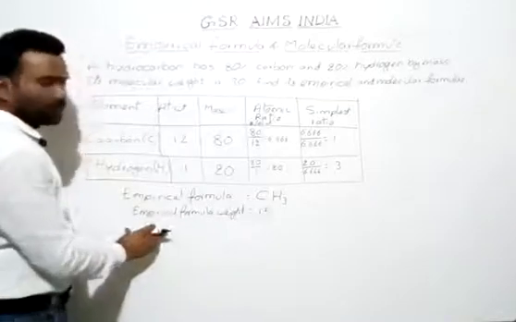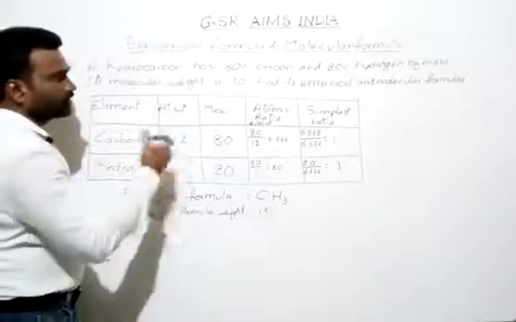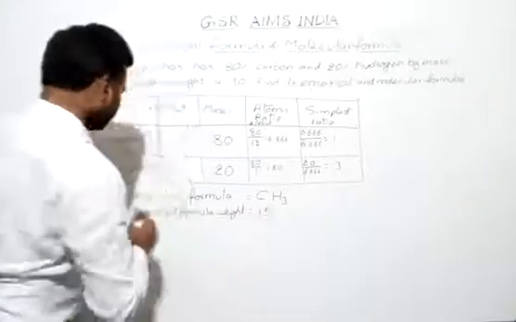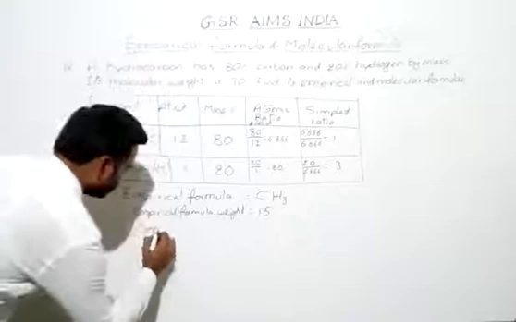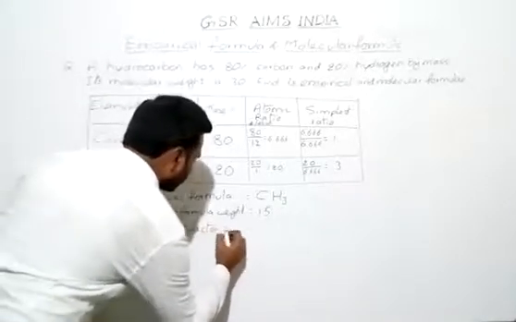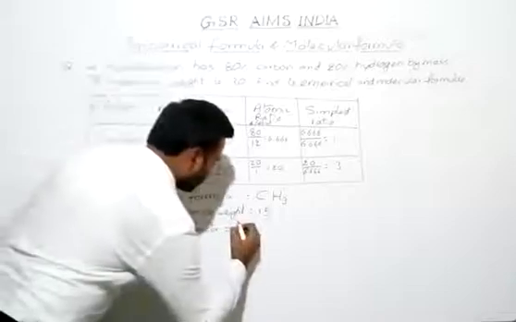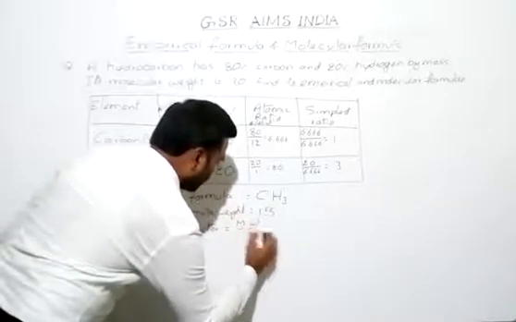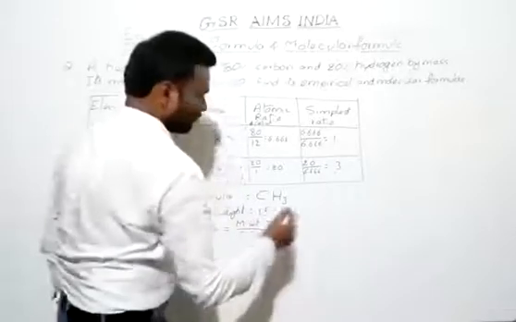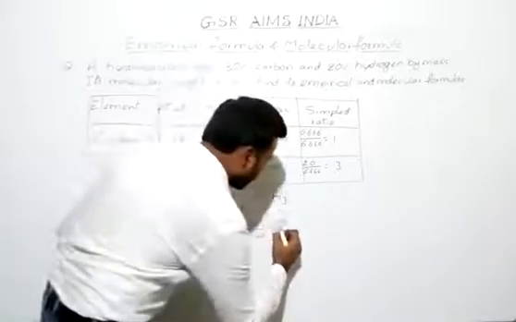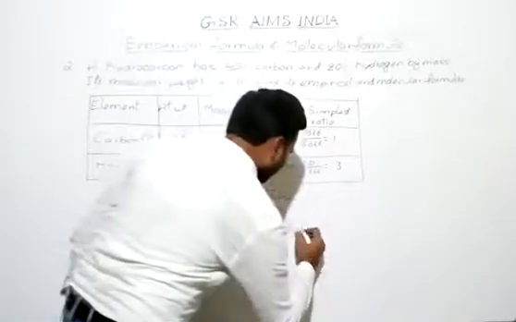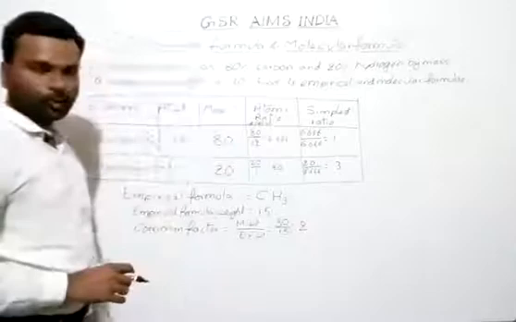From the empirical formula weight and molecular formula weight we can find the simplest common factor. The common factor is given with the formula molecular weight by empirical formula weight. Molecular formula weight is given as 30, whereas empirical formula weight is 15. From this we can find out the common factor as 2.